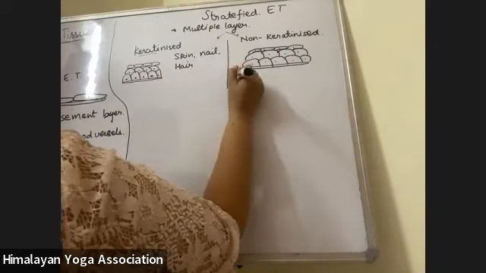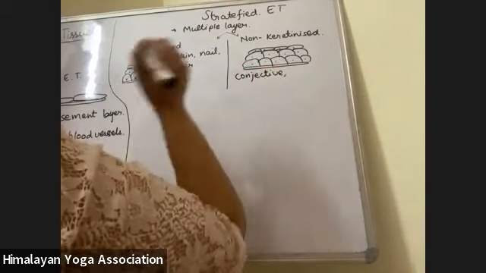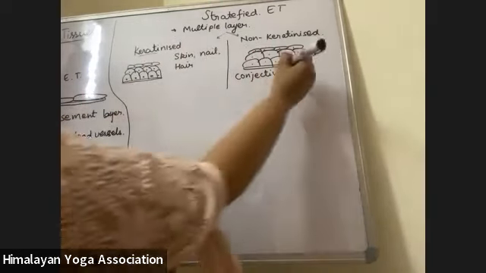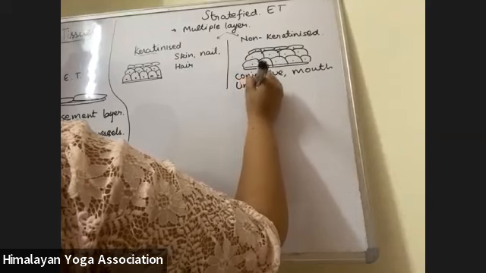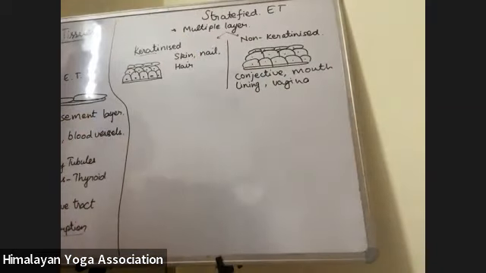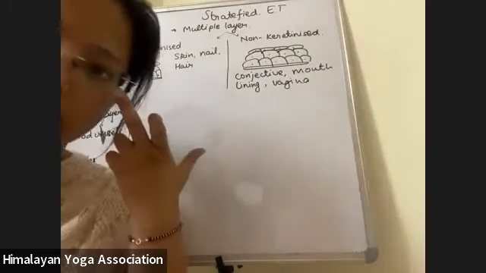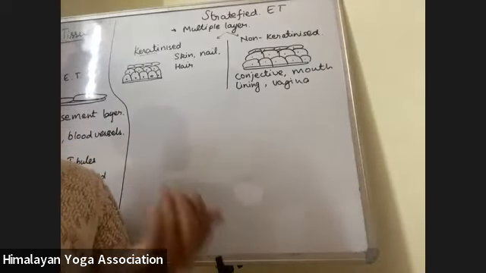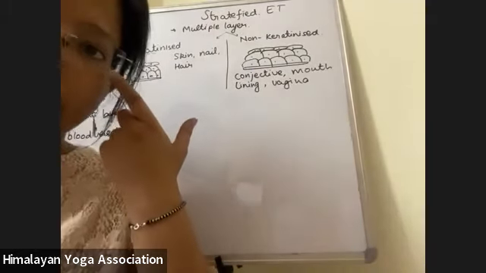Non-keratinized ones are present like in the conjunctiva, the lining of the mouth, the oral cavity, and the vagina. The layer where it should have some moisture all the time, like the eyes. This layer has to have some moisture all the time. It should not get dry. Like the conjunctiva, the eyes layer.